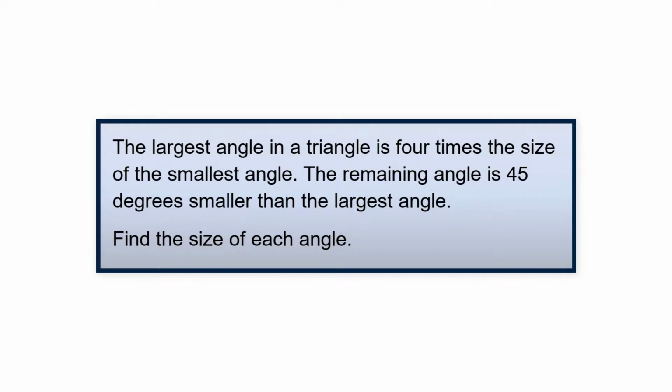The largest angle in a triangle is 4 times the size of the smallest angle. The remaining angle is 45 degrees smaller than the largest angle. Find the size of each angle.